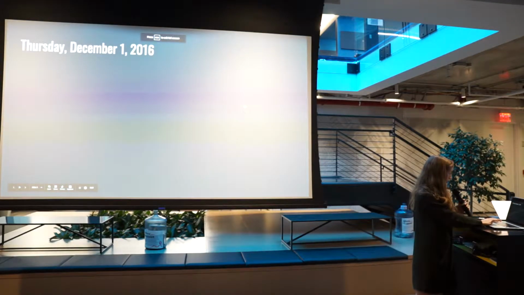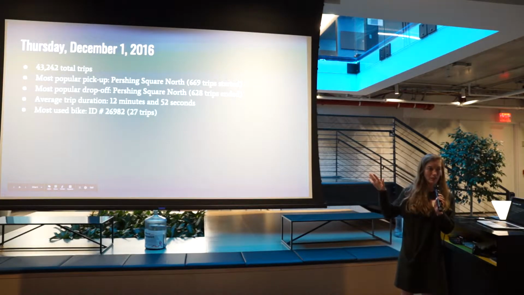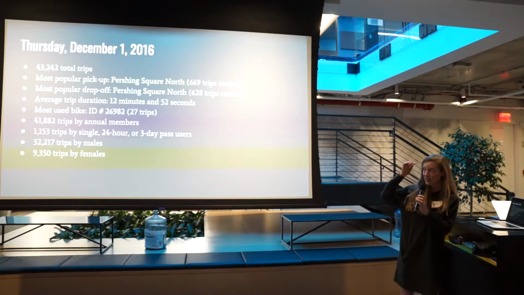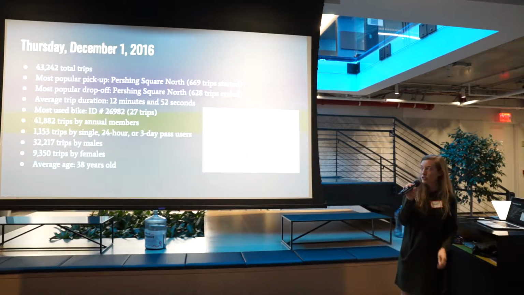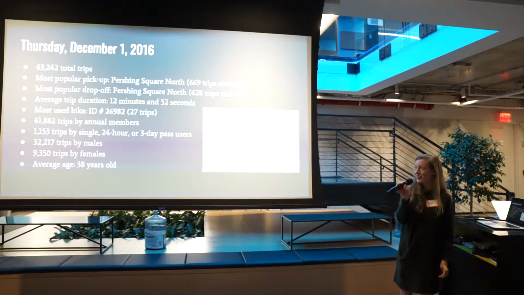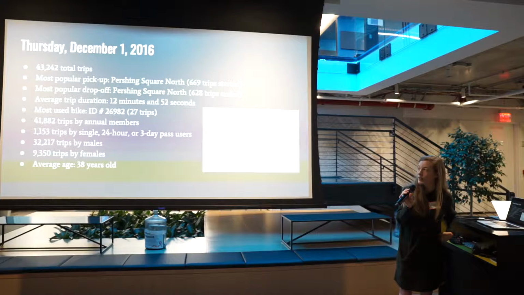So these are some other fun facts about that day. Basically, just general aggregate information. There were 43,242 trips. The average trip was 12 minutes, 52 seconds. This is a picture of the Pershing Square location, and it was specifically Pershing Square North for both pickups and drop-offs. There are 3 stations on this block, and it was that specific one that went way more than the others. And the average age of a rider was 38.